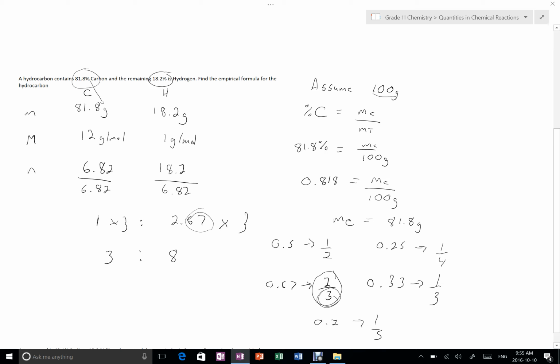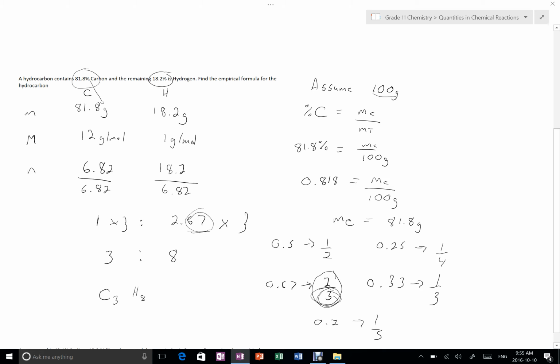So by multiplying both these numbers by 3, by recognizing the fraction that caused that 0.67, I can get this back into a whole number ratio. Here my empirical formula would assume that I have 3 carbons to 8 hydrogens.